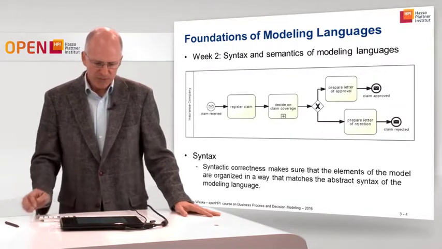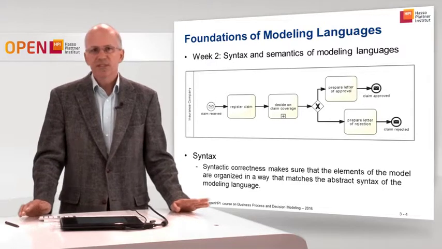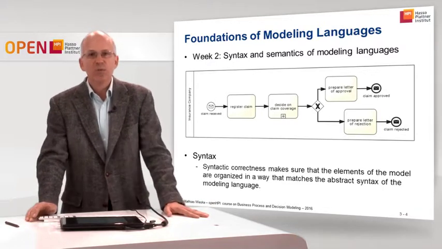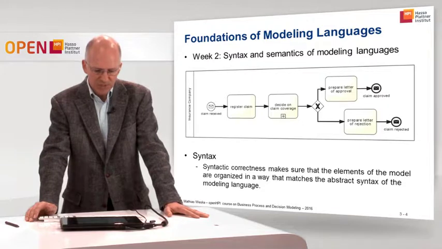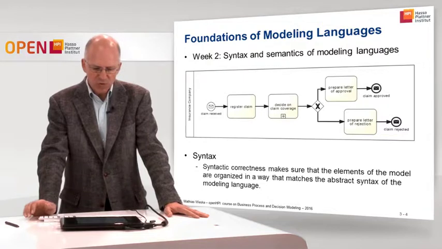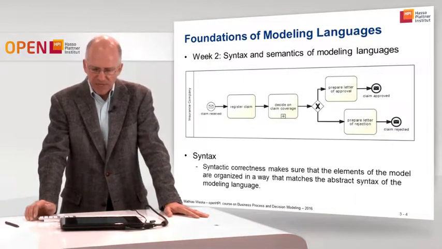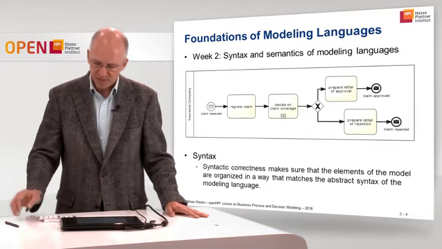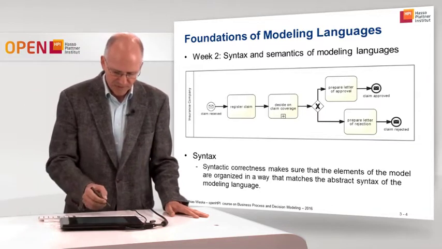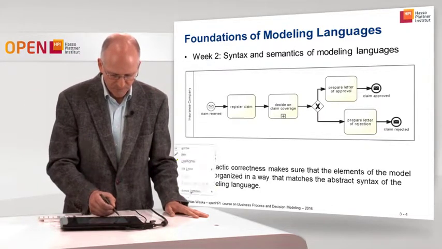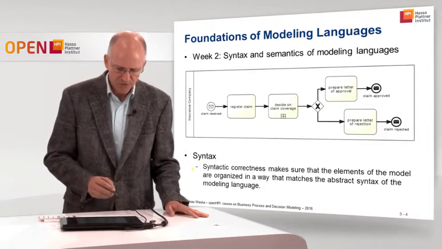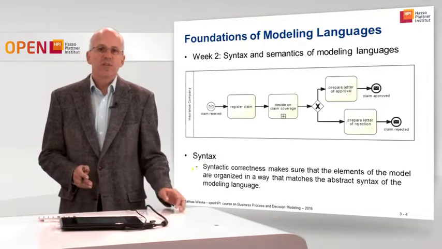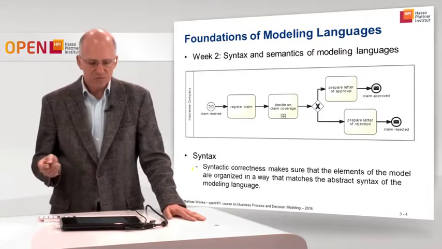In week 2, we looked at the syntax and also the semantics of modeling languages, in particular process modeling languages. And we defined syntactic correctness as making sure that the elements of the model are organized in a way that matches the abstract syntax of the modeling language. And as an example, I have again this insurance claim process model that we discussed earlier already. So here we can check whether it's syntactically correct. So what do we need to check there?